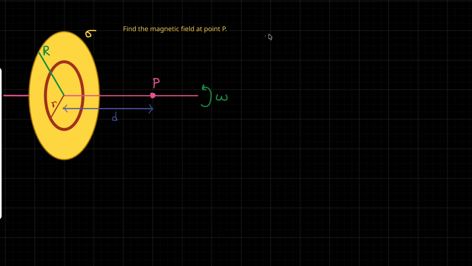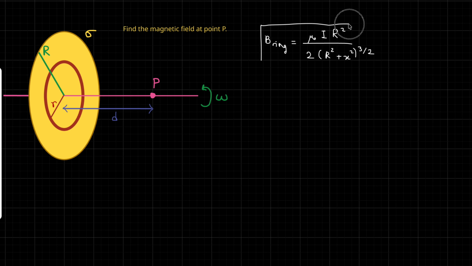Now let's remember the magnetic field due to a single such ring, B ring, is equal to mu0 times capital I, this is the electric current in the ring, times R squared divided by 2 times R squared plus x squared to the power 3/2. Now this is a general formula. Capital I is the current in the ring, capital R is the radius of the ring, and x is the distance from the center of the ring to the point of interest. So these variables do not match this problem's variables because it's a general formula, but when we solve the problem, we're going to use the variables as given in the problem.